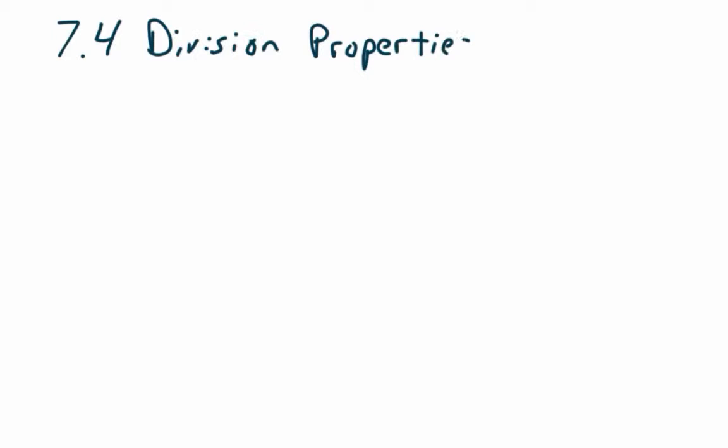So new stuff today is Chapter 7, Section 4. It's division properties of exponents. Before, it was always like x to the 5th times x to the 7th, or x to the 5th to the 7th, something like that. Now, instead of doing multiplication, we're going to be doing division, is what it boils down to.